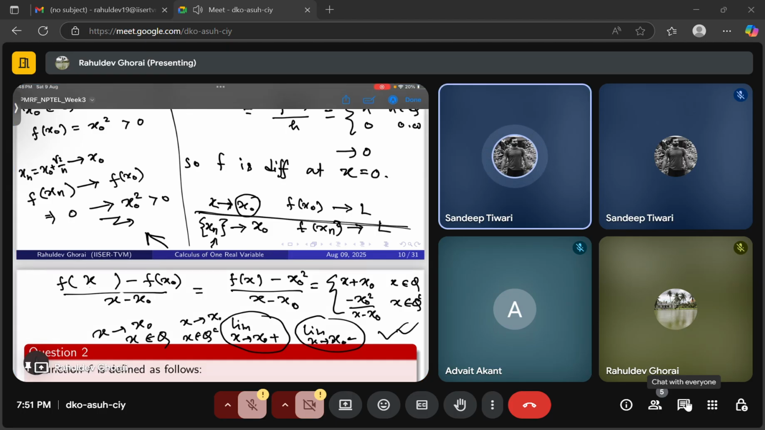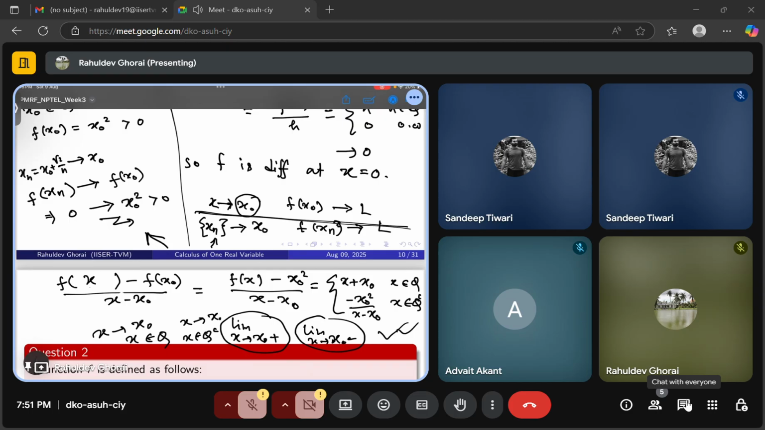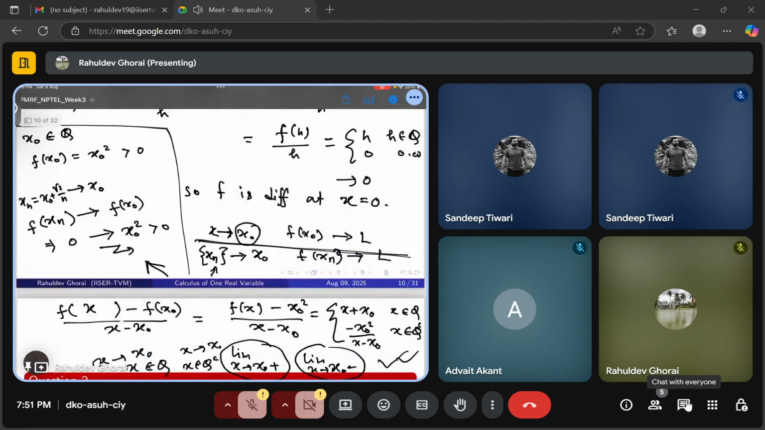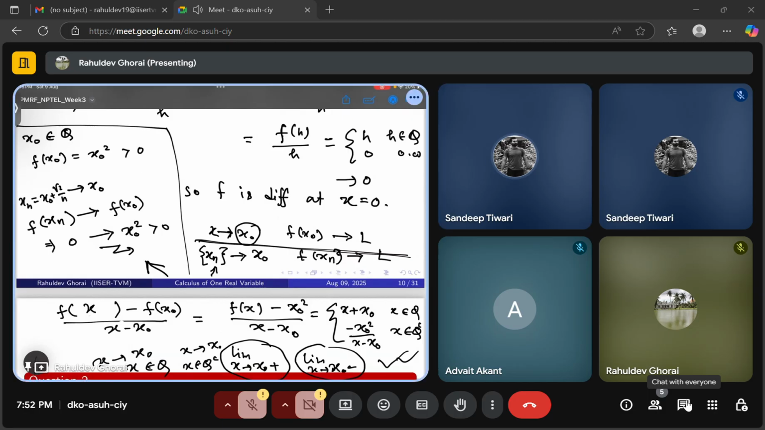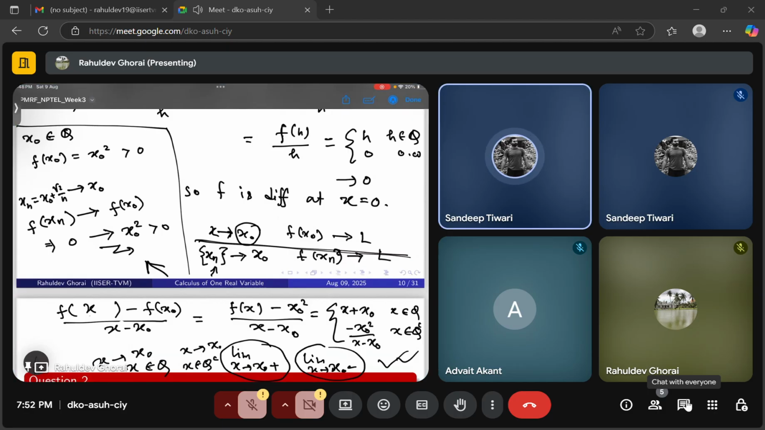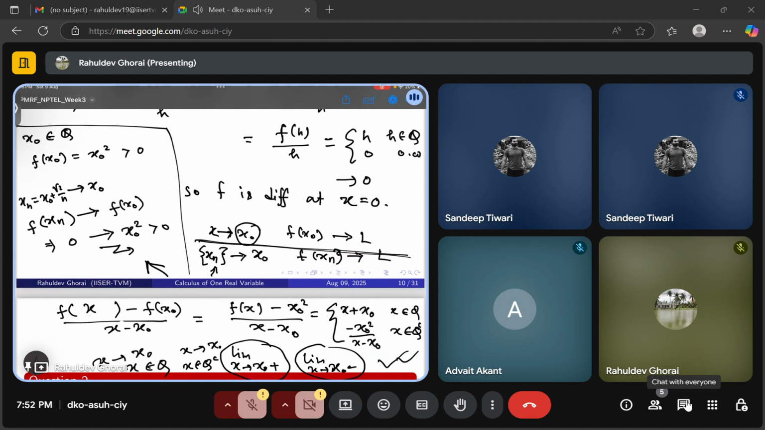Sir, it is differentiable at irrational points. Not differentiable, right? At rational points. I think, sir, it is differentiable at irrational points. No, no, it won't be. You can prove that.